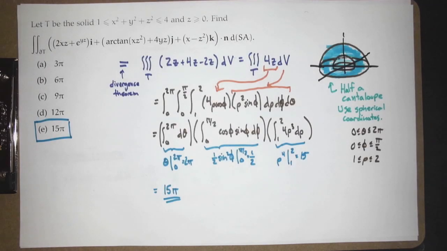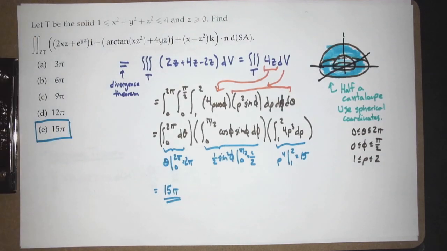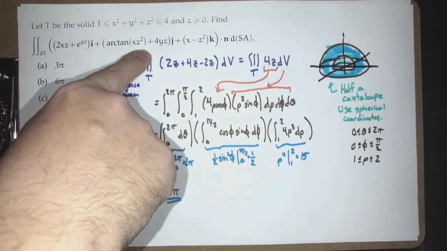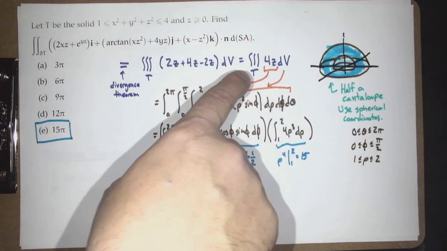How did we know divergence? Well, a big clue is that there's a solid. You apply the divergence theorem, so you take the divergence, and so you take the partial derivatives. The divergence here is a nice one. You have your M, N and P: partial M partial x, partial N partial y, partial P partial z. You take your partial derivatives and you get down to 4z.